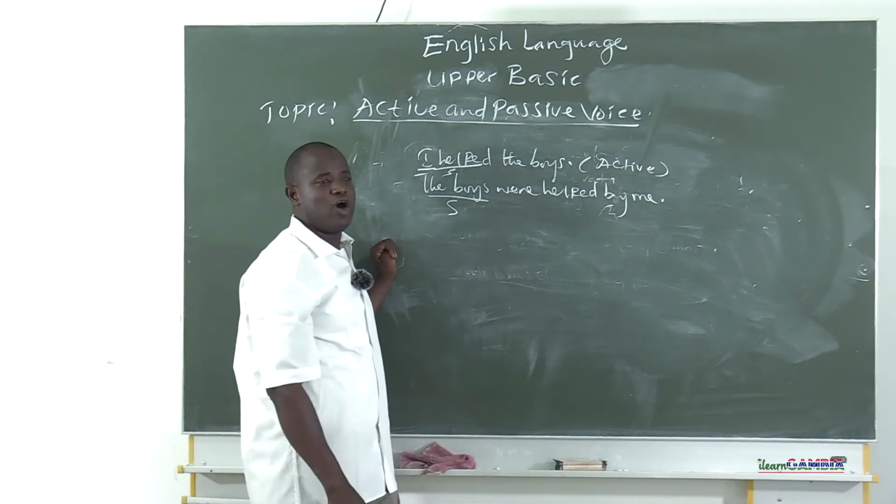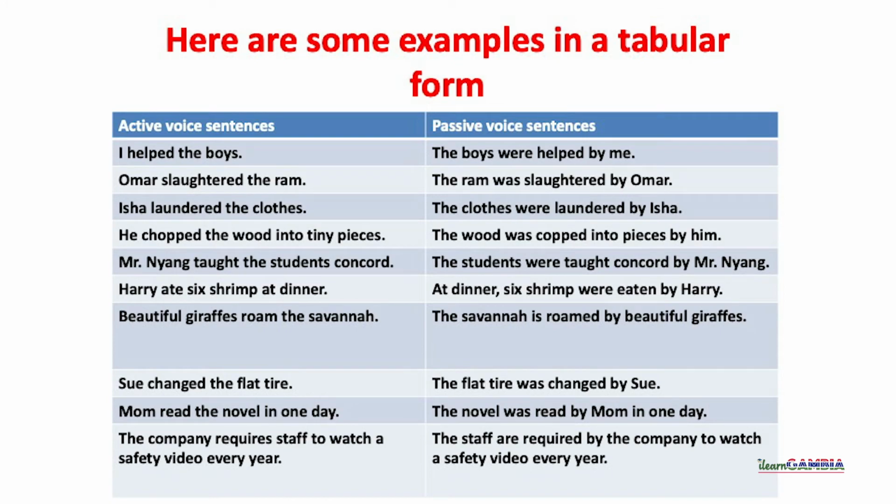So we continue. We have more examples. Omar slaughtered the ram. Omar is the subject, doer of the action. What did he do? He slaughtered.